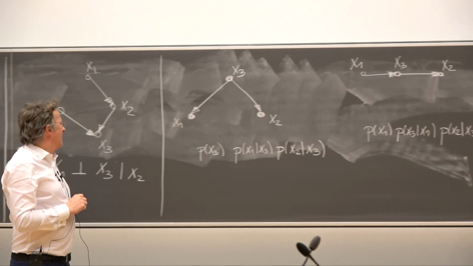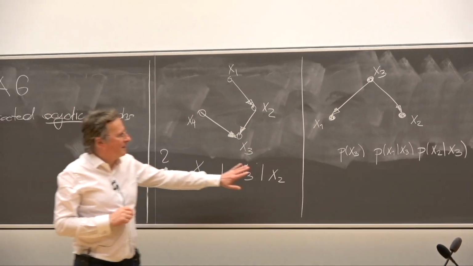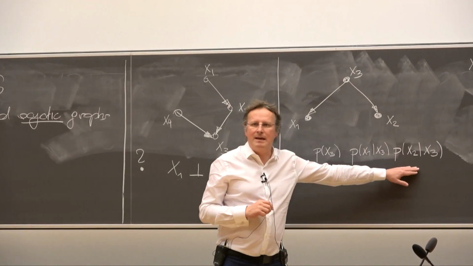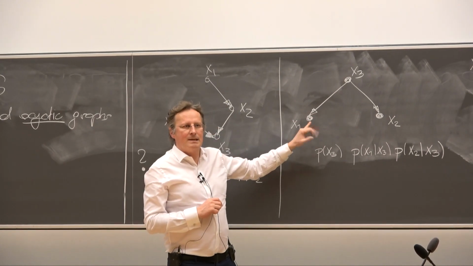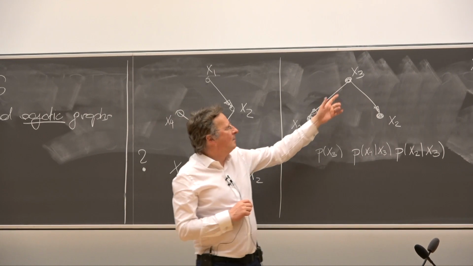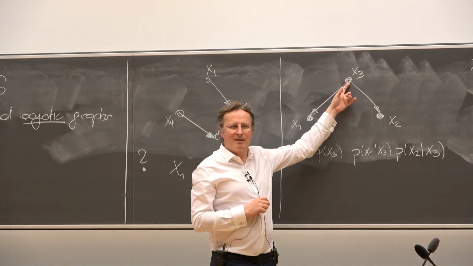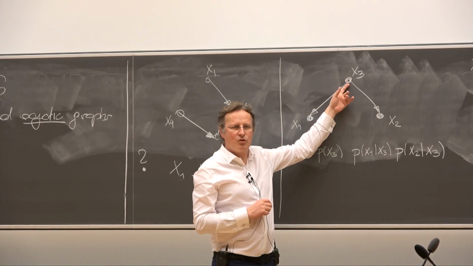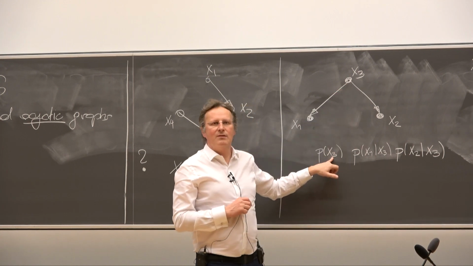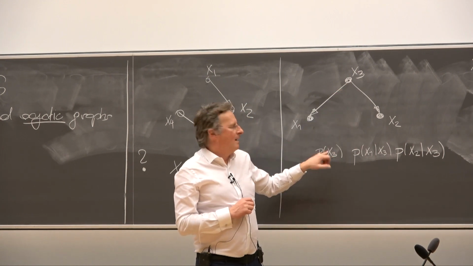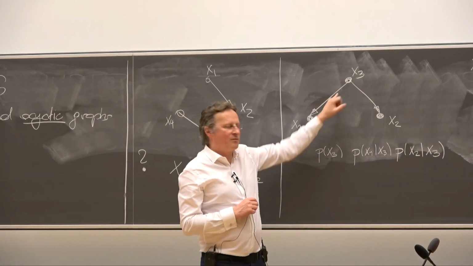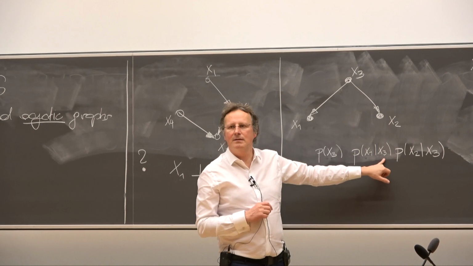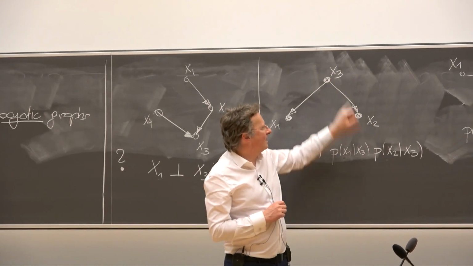I hope number one is clear: given this graph, what is the distribution, what is the form? Well, I have to start with something that doesn't have anything coming in, as a source. So I have to start with x3, for example, that's the only source here. Then I have 2 factors: x1, whose only parent is x3, so I have x1 given its parent, and then x2 given its parent.